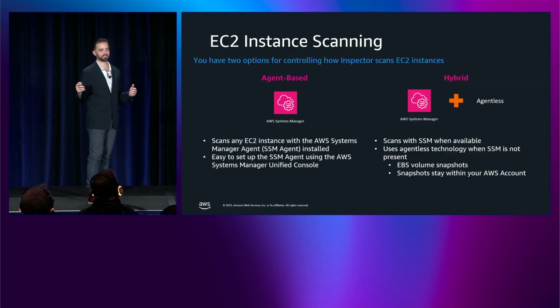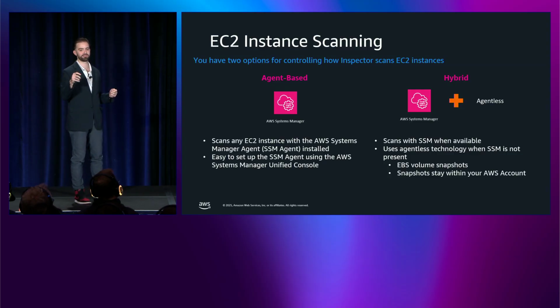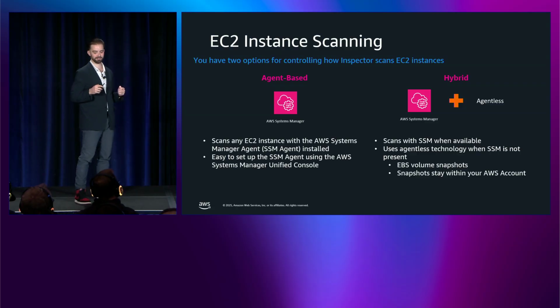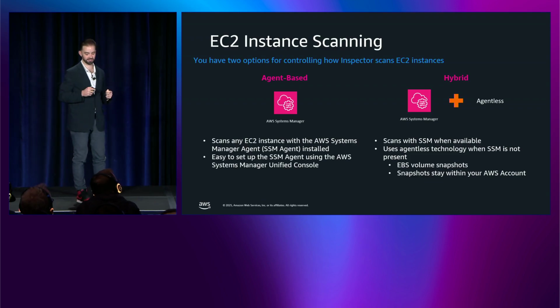In our agentless technology approach, we use EBS snapshots, and an important note here is we'll never take that data outside of your account, which could be a compliance concern for certain customers. So again, if you're going to take one thing out of this talk in terms of turning on EC2 scanning for Inspector, use hybrid. It's really simple to set up. I'm going to show you that in the demo, and you should get full coverage across all your EC2 instances.